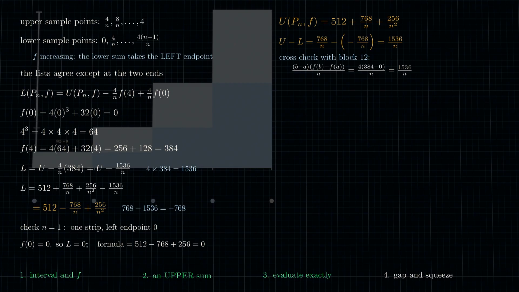Exactly what the monotone argument predicted. The width, 4 over n, times f of 4 minus f of 0. Name any tolerance. Choose n bigger than 1,536 divided by it, and the gap is smaller. So f is Riemann integrable on 0 to 4.